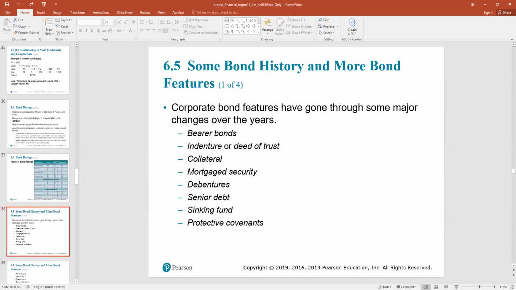Any questions? There are different types of bonds, like corporate bonds, and types that have gone through some major changes, like bearer bonds, indentured deed trust. There are different types of contracts, like collateral bonds. Basically, whenever the company sells the bonds, they need to put something in collateral. Collateral means pledge. In case it's not paid, you will sell it. Like I'm getting a loan, I put my house as collateral. In case I don't pay the loan back, the bank will come and take my house. That's called collateral, when you pledge your house against the loan.